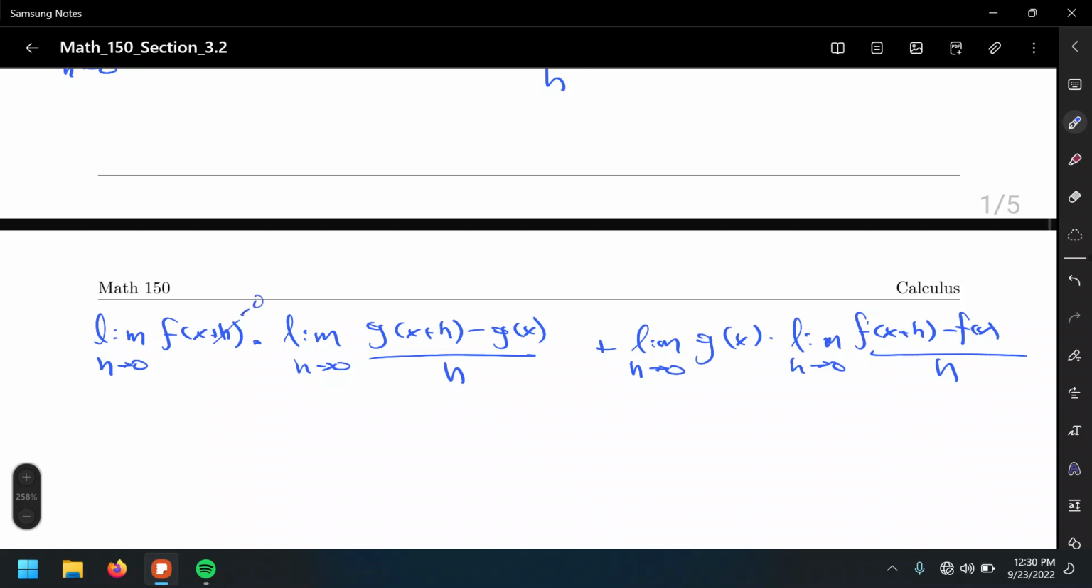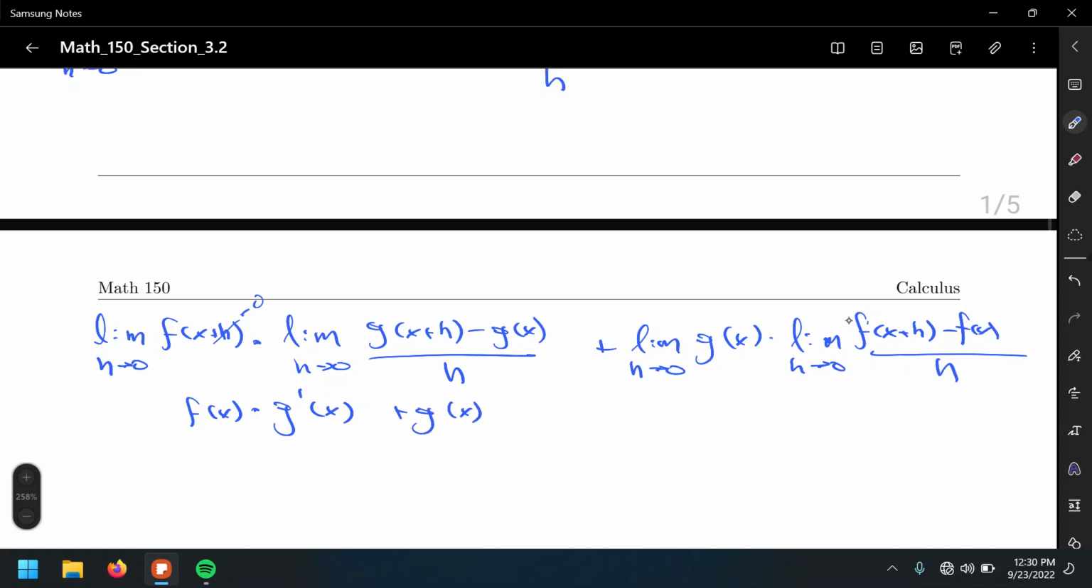Well, h is going to go to 0, and this is simply f of x times, do we recognize this form? g of x plus h minus g of x over h. Isn't that the definition of a limit? But in this case, for the derivative of a function g of x, that's g prime of x. Plus, well, this factor right here, limit of g of x as h approaches 0. Well, there's no h to plug in, so just write down g of x.